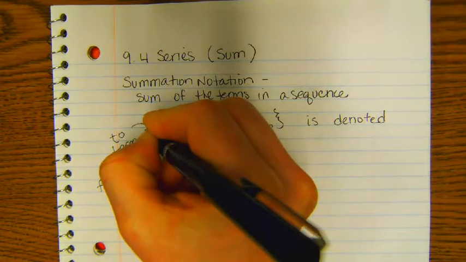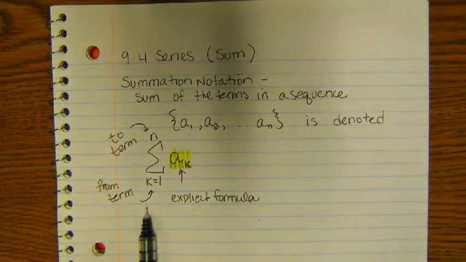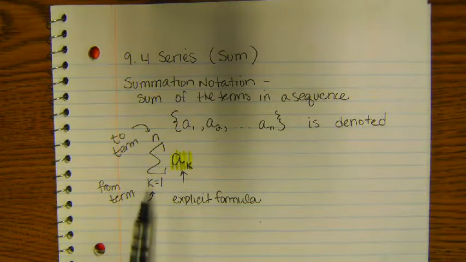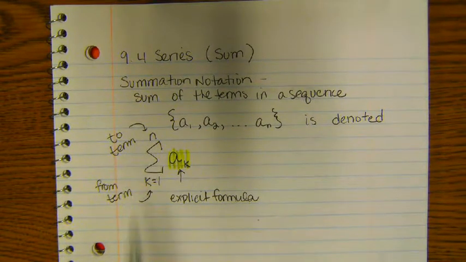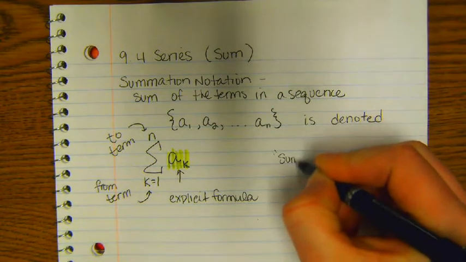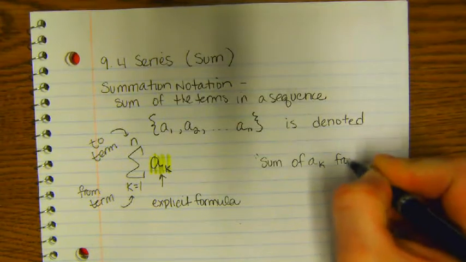Okay, and so this tells you what term to start with, and this one tells you what term to end with. Notice I just didn't say which numbers, okay? You have to actually find the terms, but this tells you what the term is that you're going to start with and the term that you're going to end with. And the way that I would read it is the sum of a sub k from 1 to n.